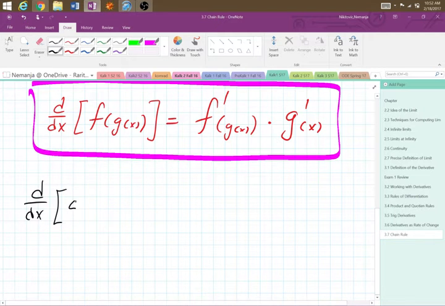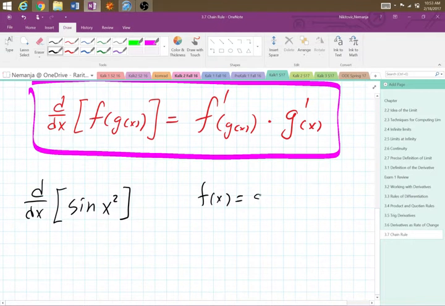So here it is, sine x squared. First, the most important part for all of you is to clearly understand that x squared is plugged into sine x. So there are two functions here. The outer function f of x is sine x, and the inner function g of x is x squared.